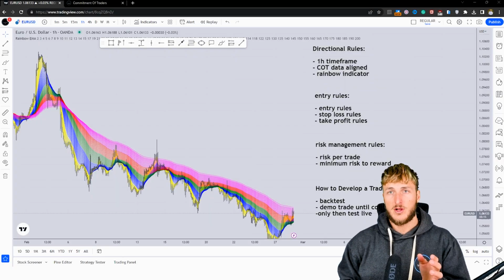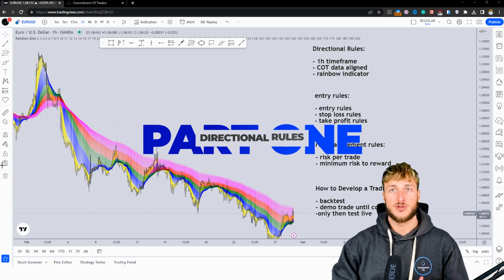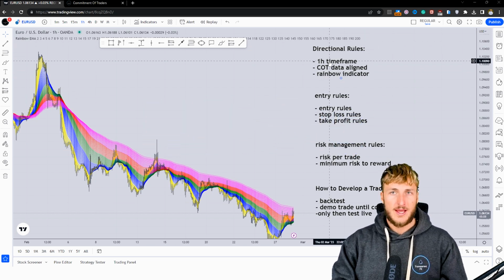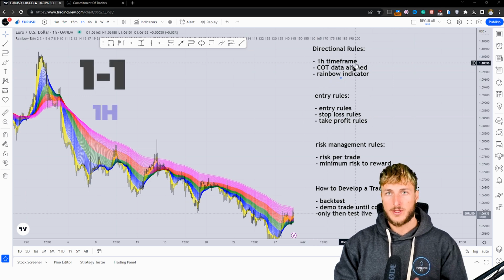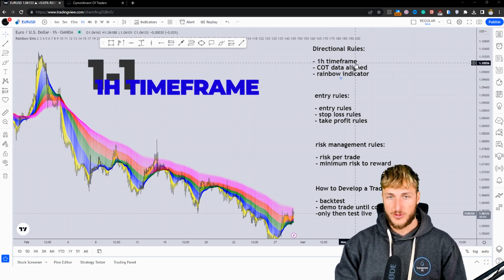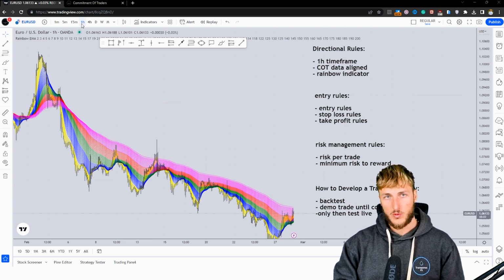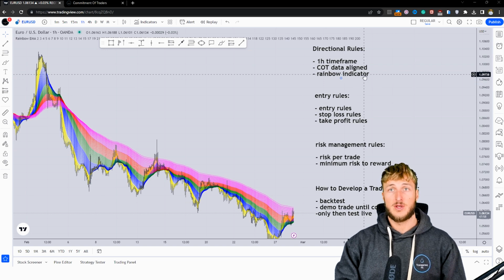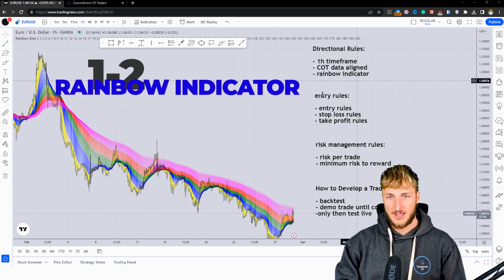Okay, so first of all, let's start from the directional rules of this strategy idea. Now, when it comes to the time frame, first of all, 1 hour time frame, as I have already said previously. So any chart, always 1 hour time frame. The second thing that we need to speak about is the rainbow indicator.